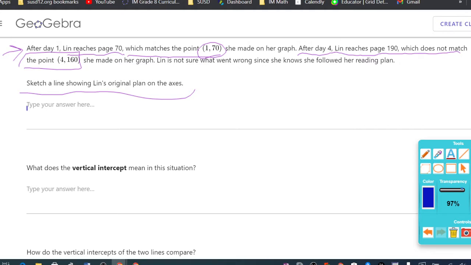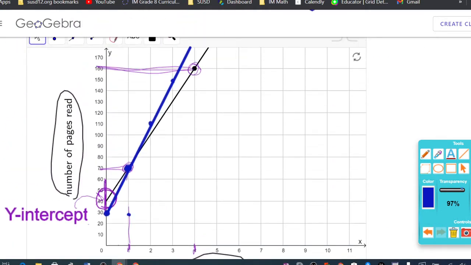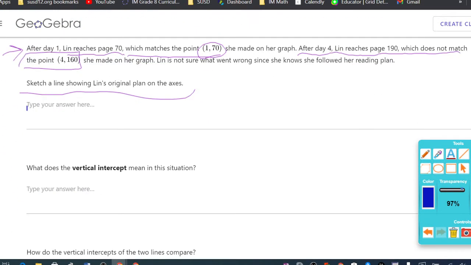It says, sketch a line showing Lynn's original plan on the axis. Here it is in blue. You see, she made her graph wrong to begin with. So just type it in here: the original line is drawn on the graph. Okay.